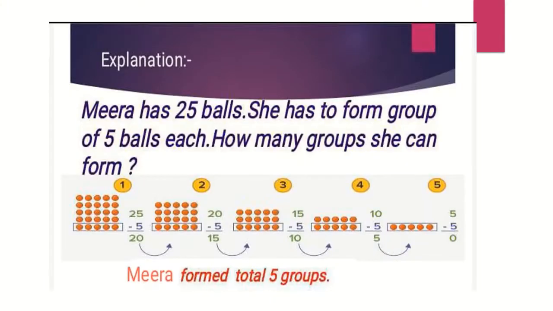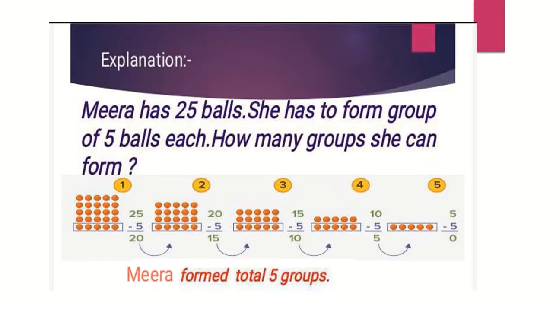Let's see another story. Mira has 25 balls. She has to form groups of 5 balls each. How many groups can she form? If there are 25 balls and we form groups of 5 balls each, the number 5 has to be subtracted repeatedly till we get 0.